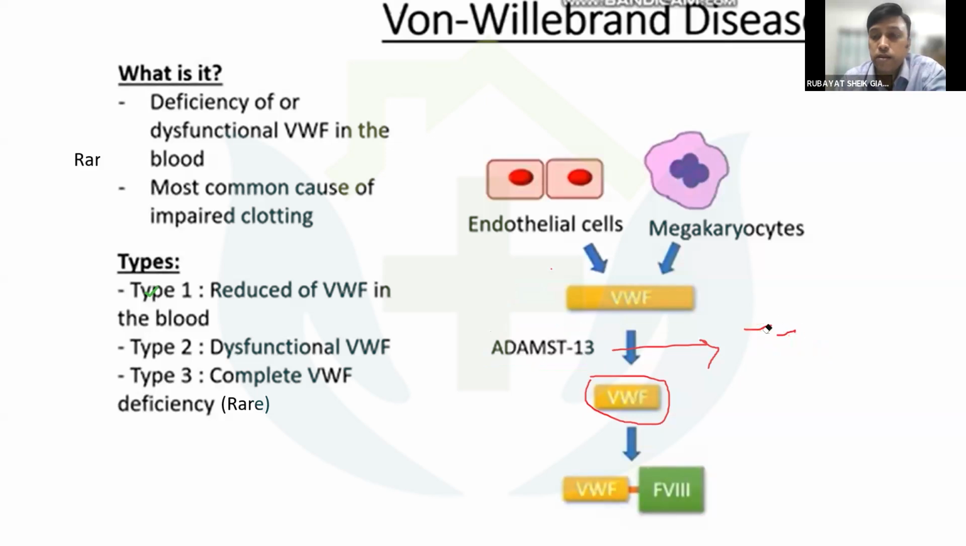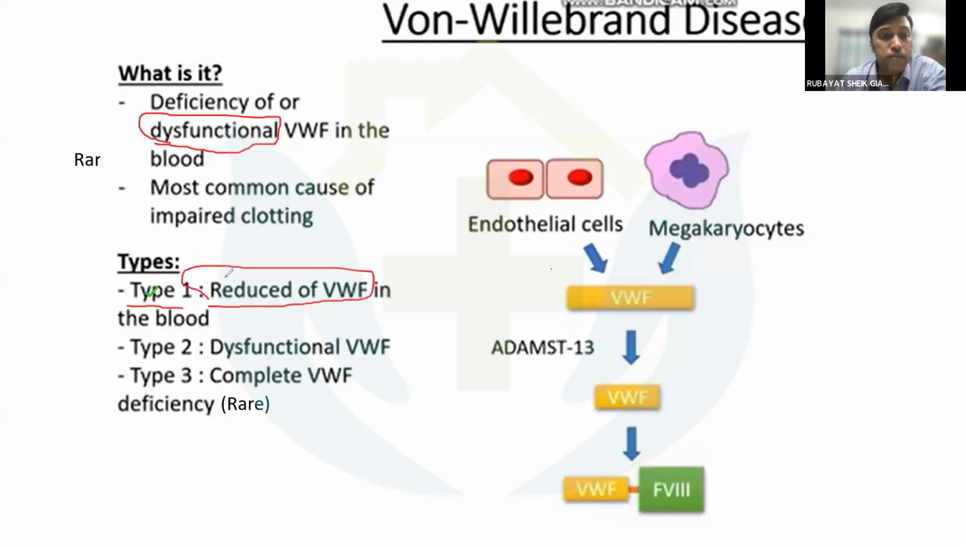So as we have seen, von Willebrand factor has an important role in coagulation. So either there is a total deficiency of von Willebrand factor, or there may be sufficient von Willebrand factor, but it may be dysfunctional. So there are many subtypes of von Willebrand disease. We don't need to know all of them. Type 1 is the most common, where the von Willebrand factor is reduced. Okay, so we don't need to know the other types because they are rare and not important. Type 1 is the most common type of von Willebrand disease.